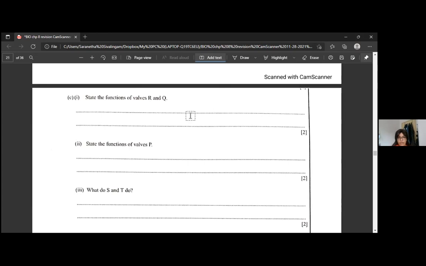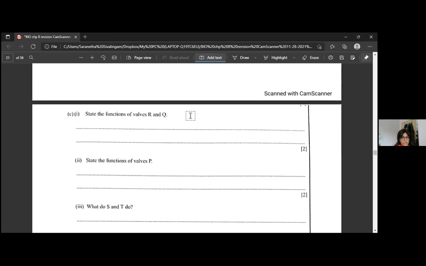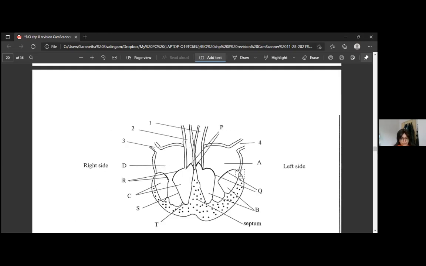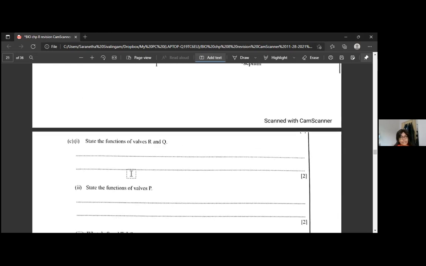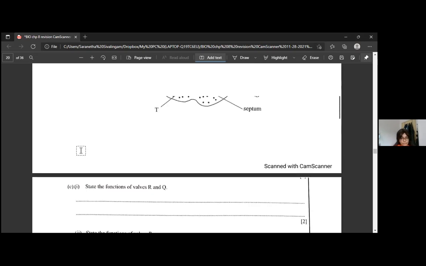Okay, so for the next question, state the functions of valve R and Q. So R and Q are the atrioventricular valves. So the first thing I can talk about is that we know how valves prevent the backflow of blood from the ventricles back into the atria for atrioventricular valves during the ventricular systole. So that's the first point. And then for the next one, we can talk about how it opens to allow blood from the atria to the ventricles during atrial systole.